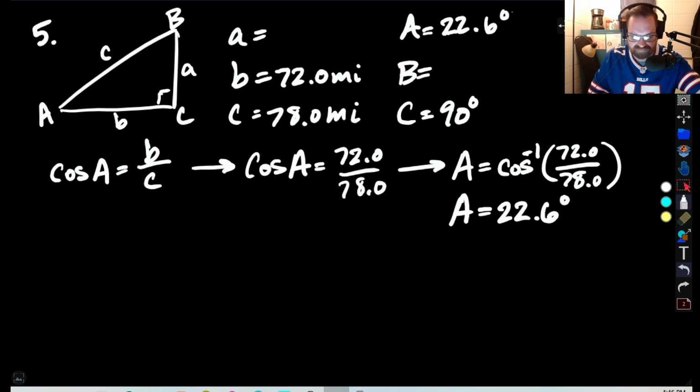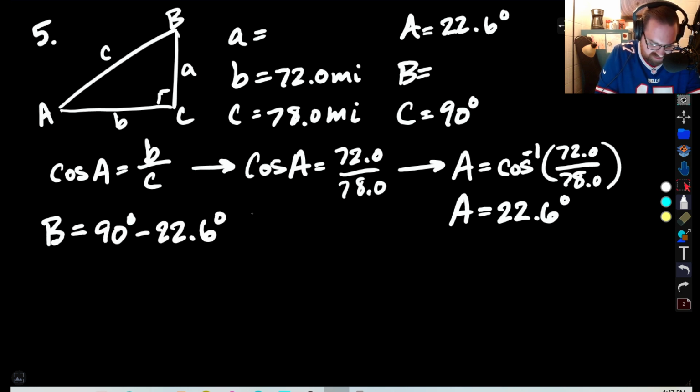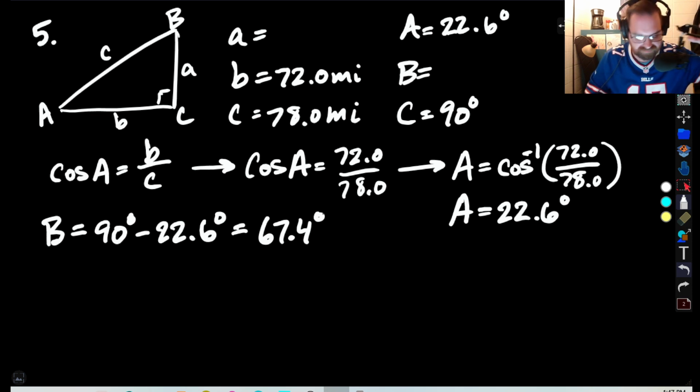Okay, so now that I've got that, check this out. We can find angle B pretty easily, right? B is just going to equal 90 minus 22.6. So in this case, I can just figure out the angle measure by doing the difference. Oh, sorry, I'm looking at the wrong one. 22.6, there we go. 67.4. I was going to say that doesn't make much sense. I was looking at the next problem. Okay, so 67.4 degrees. Now we've got all of our angle measures.